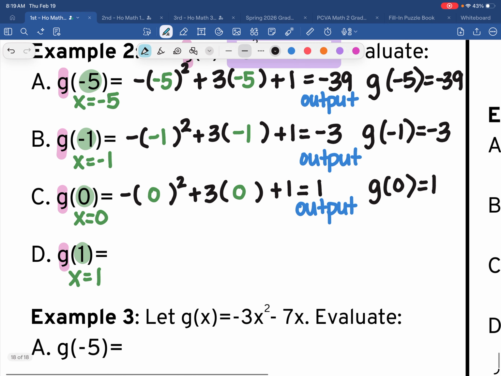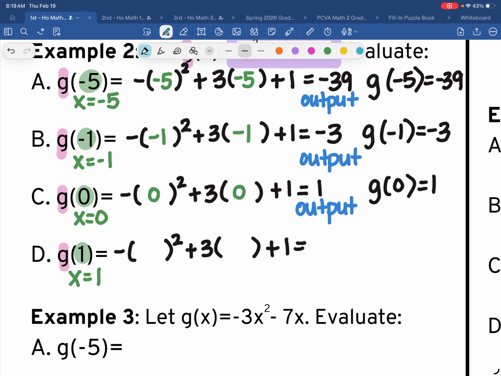All right, and the last one, we're going to substitute in 1. So I'm going to take out the x that was being squared. Then I'm going to say 3 times 1, and then plus 1. Okay, so we're going to say negative 1 squared plus 3 times 1 plus 1. If I put that into Desmos and evaluate that, I get that it equals 3. So g of 1 equals 3.